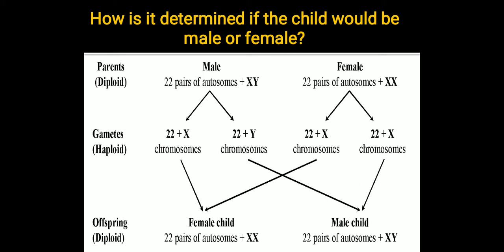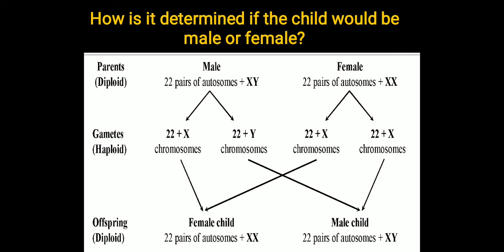This picture shows that the parents have 22 pairs of autosomes. The gametes produced are 22 plus X and 22 plus Y from the male, and 22 plus X from the female. If 22 autosomes plus X chromosome from the male combine with 22 autosomes plus X chromosome from the female, the female child is formed. The female child consists of 22 pairs of autosomes and one pair of XX sex chromosomes.